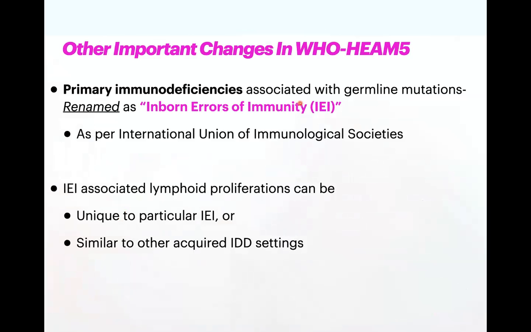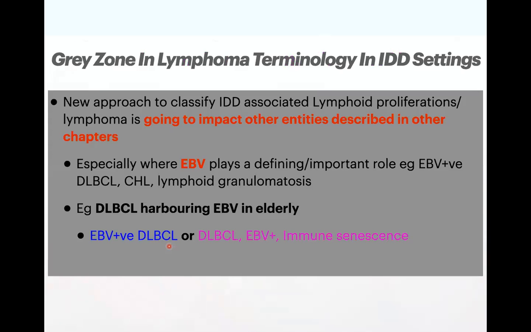Another important change in this category is primary immunodeficiency. They were associated with germline mutations. They are now renamed as inborn errors of immunity, as per the International Union of Immunological Societies. So just to keep the nomenclature in line with them, the primary immunodeficiencies are now renamed as inborn errors of immunity. So the inborn errors of immunity associated lymphoid proliferations can be unique to the particular inborn error, or they can be similar to the acquired immunodeficiency settings.